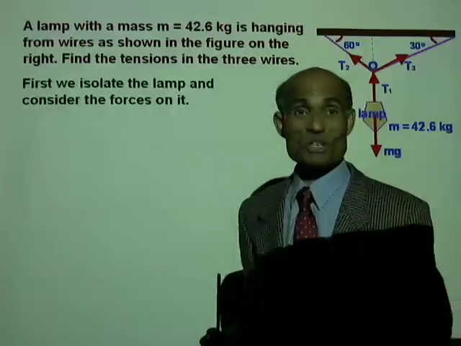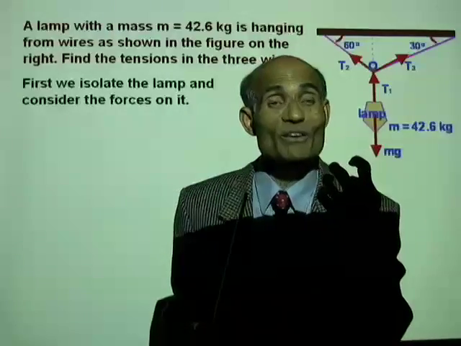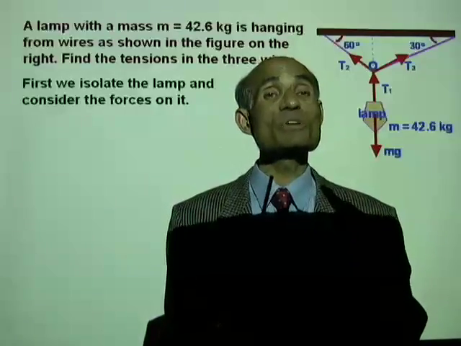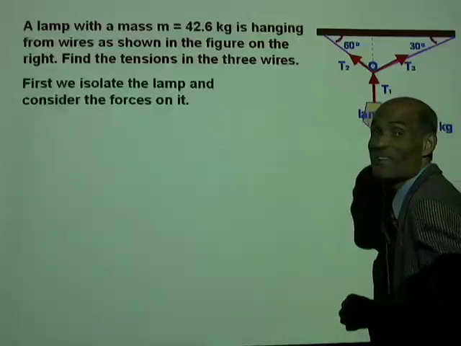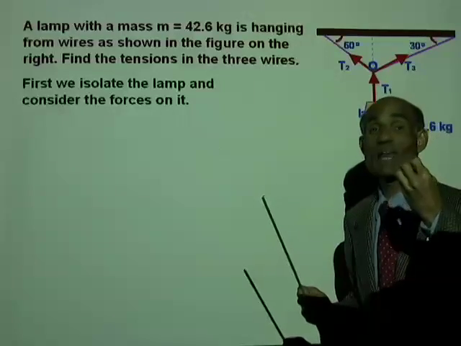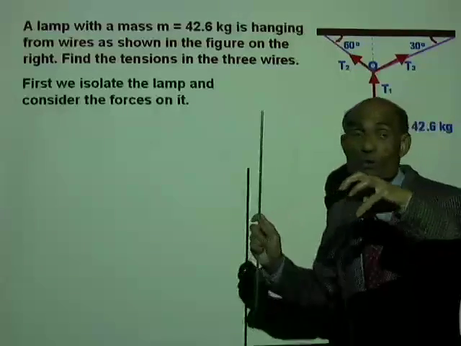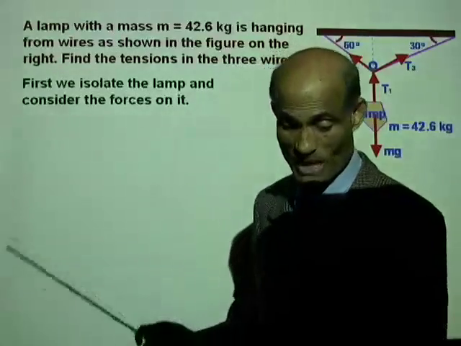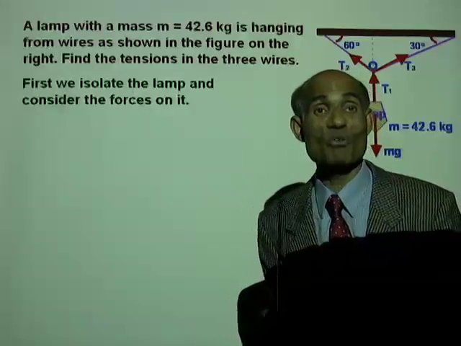Now, what is the method that we discussed? Isolate the object or point on which the forces are acting. Now, this problem needs to be done in 2 stages. In the first stage, we identify the lamp as the object and identify the forces acting on the lamp. In the second stage, we identify the point O as the point at which several forces are acting. Alright, let's start by first identifying the lamp as the object on which the forces are acting.